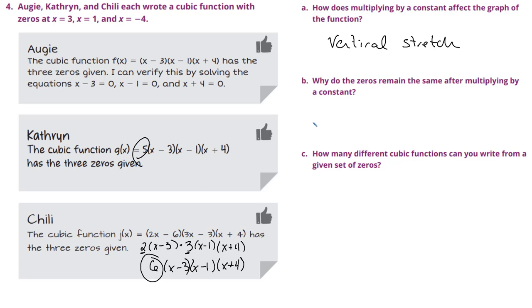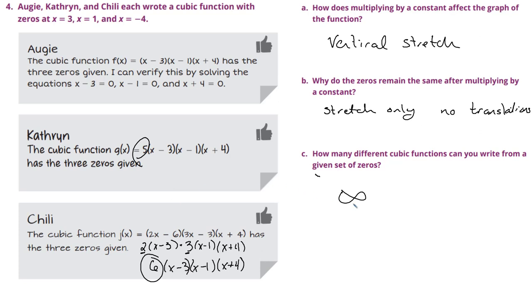So why do you think the zeros remain the same after multiplying by a constant? It's not doing anything to the zeros, it's just stretching it. How many different cubic functions can you write if you're given a set of zeros? Infinite. Because there's an infinite number of coefficients you could use.